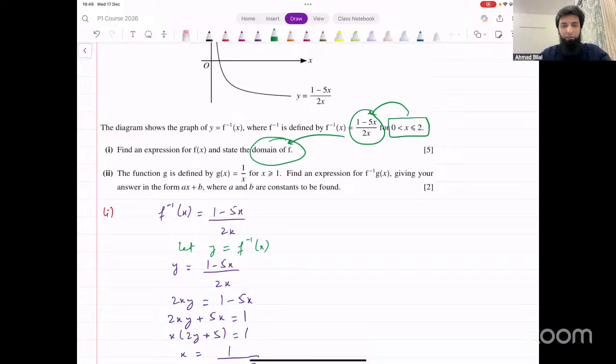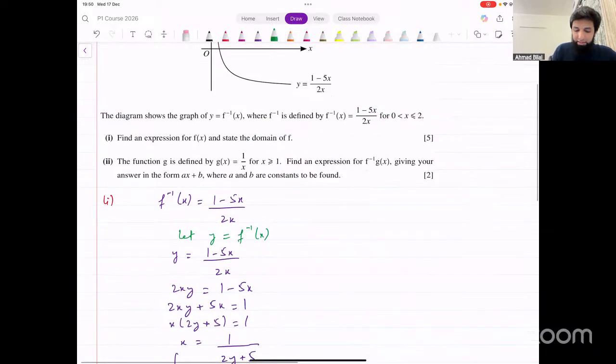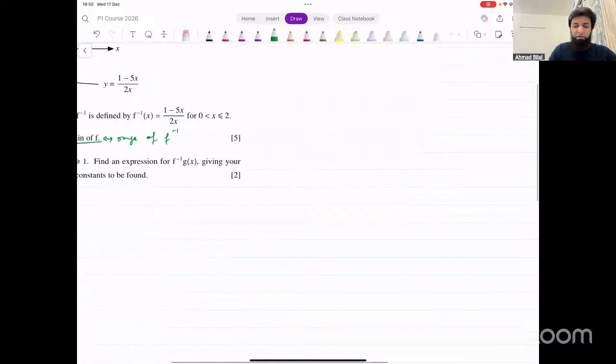Domain of original function is the same as the range of the inverse, and the range of the original function is the same as the domain of the inverse. So what we can do is, we can say the domain of f is the same as the range of f inverse. So let's find the range of this function.